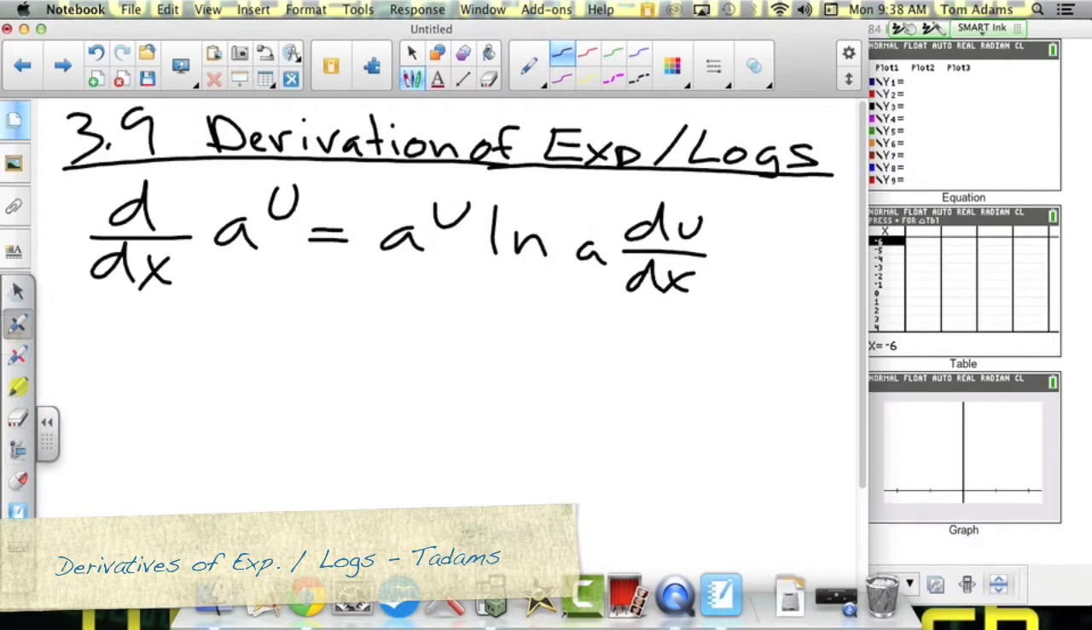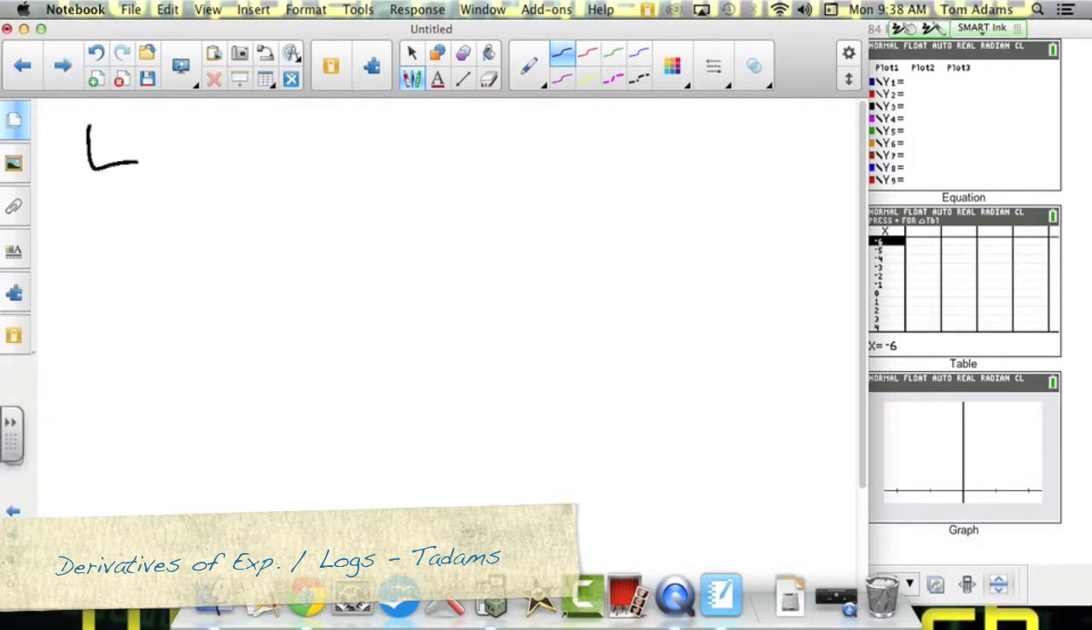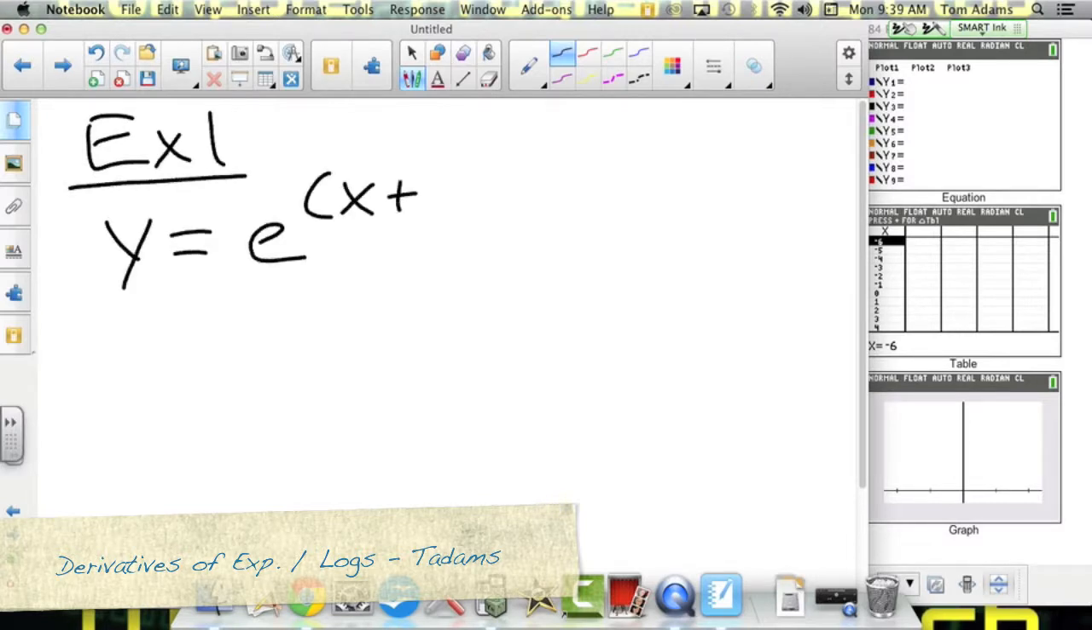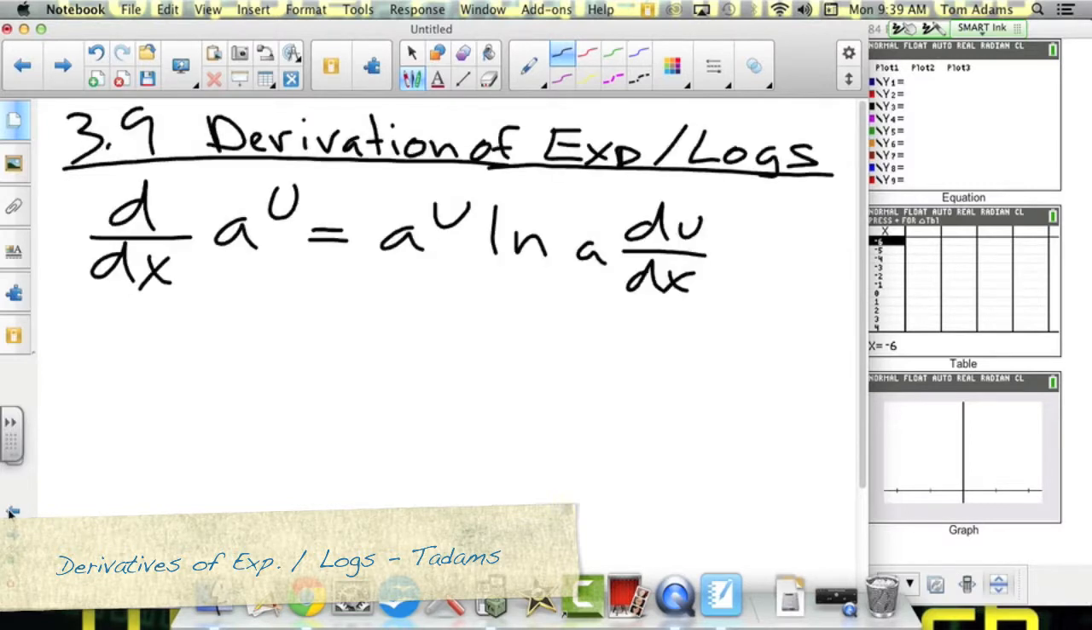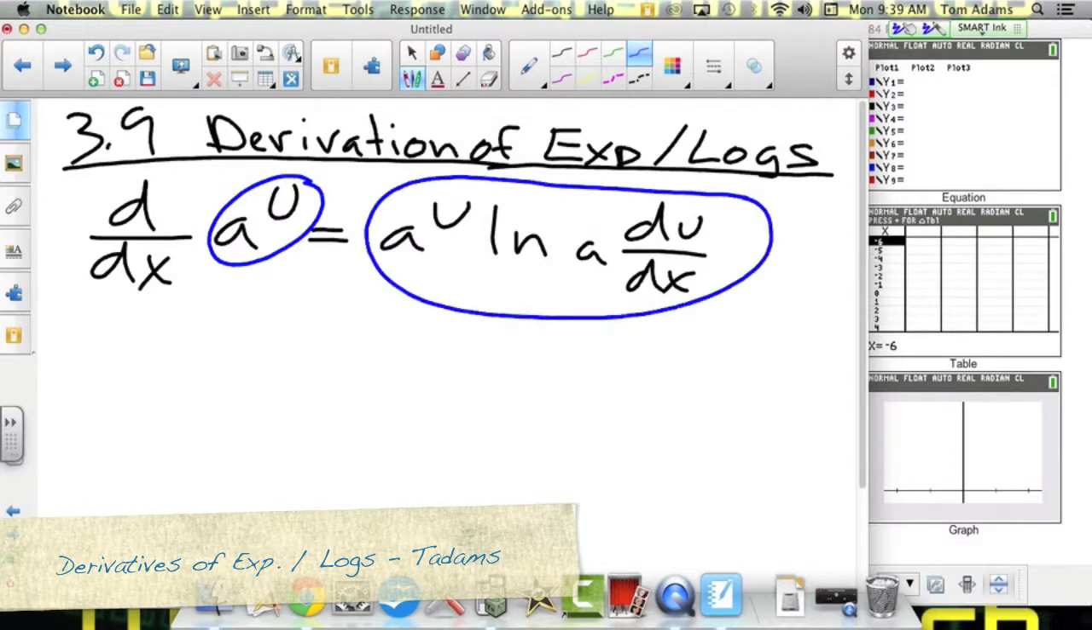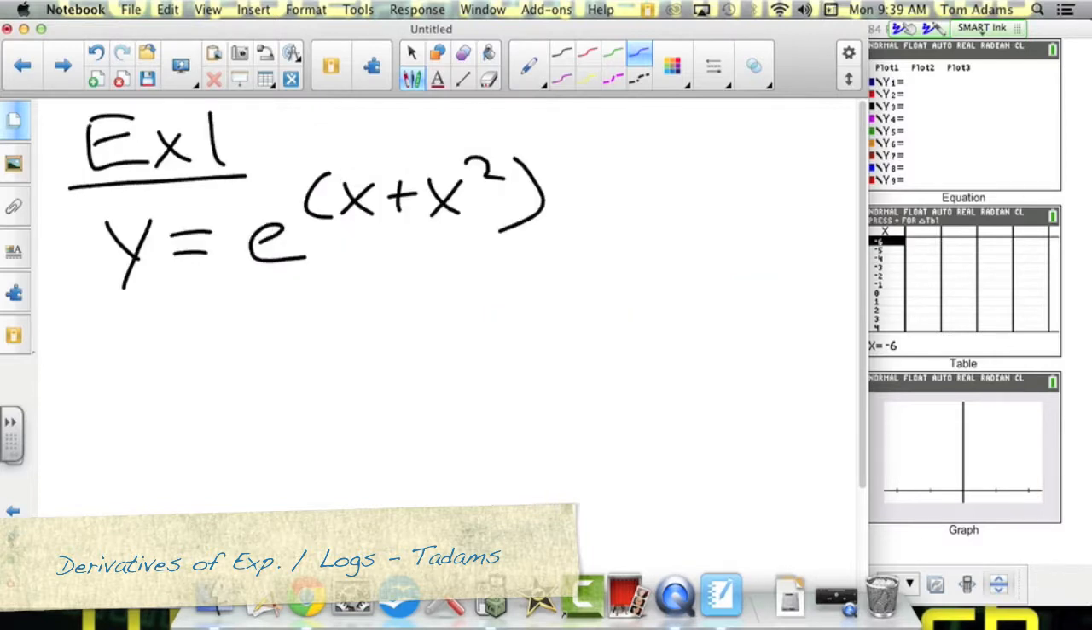So if I have an exponential function like a to the u, and I take the derivative of a to the u, the derivative is a to the u times the natural log of a, and then we tack on that derivative of u, which is usually some sort of expression of x. So here we have y equals e to the x plus x squared. In this case, I can use this formula if I take my function and make it look like a to the u. And then my derivative is all this stuff on the end. So a is actually the base of the exponential, and u is usually some sort of expression of x. And then we have to tack on the derivative of that expression.